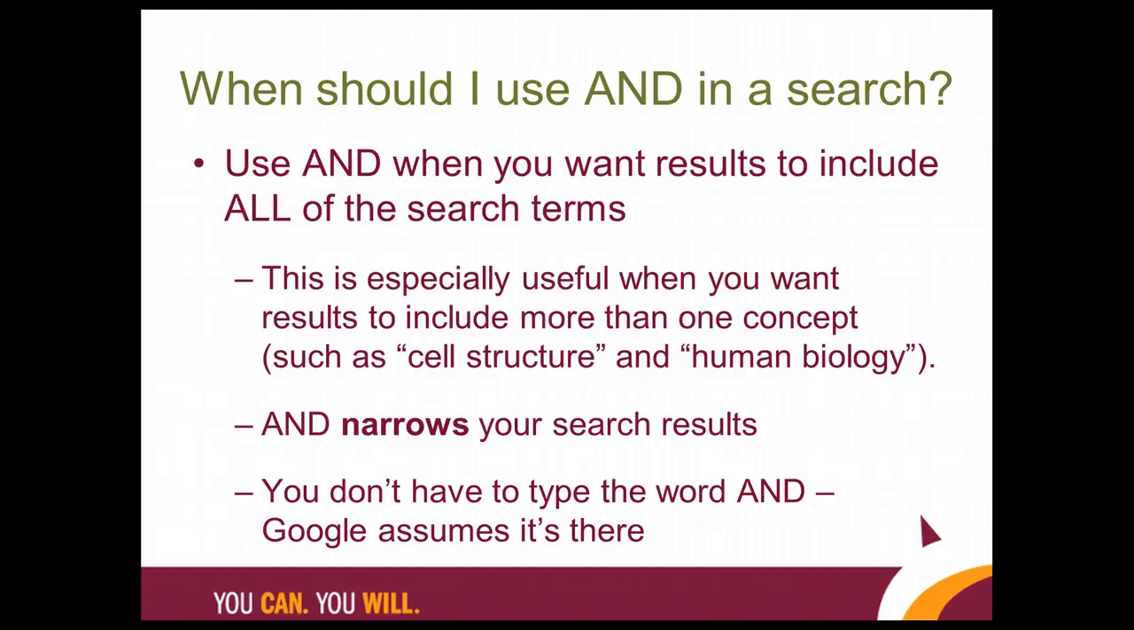So as a refresher, use "and" when your results should include all of your search terms. This is especially useful when you want results to include more than one concept, like cell structure and human biology. Using "and" narrows your search results. And remember, you don't have to type the word "and." Google assumes it's there.